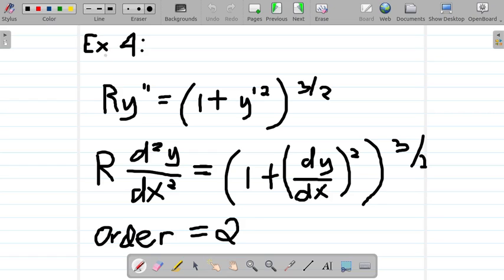Then other example is r times y double prime is equals to 1 plus y prime to the power of 2, to the power of 3 halves. So, y prime is just equals to d squared y over dx squared. So, r times d squared y over dx squared is equals to 1 plus dy over dx squared to the power of 3 halves. So, ang pinaka-highest order sa derivative ani is kanila gyapong d squared y over dx squared. So, order niya is 2.